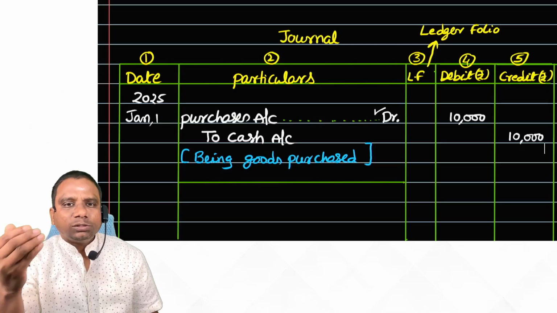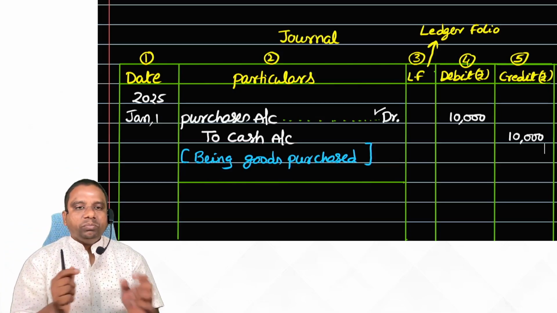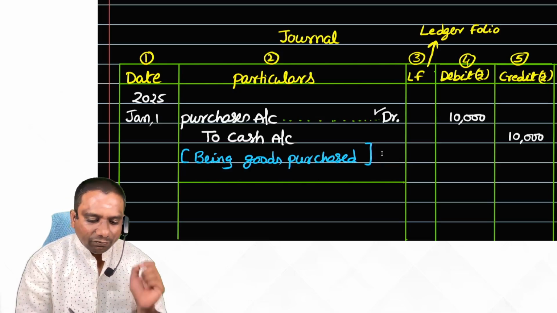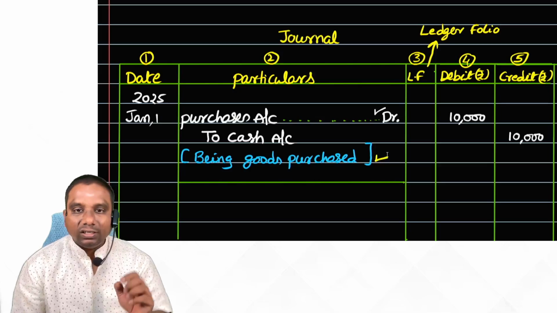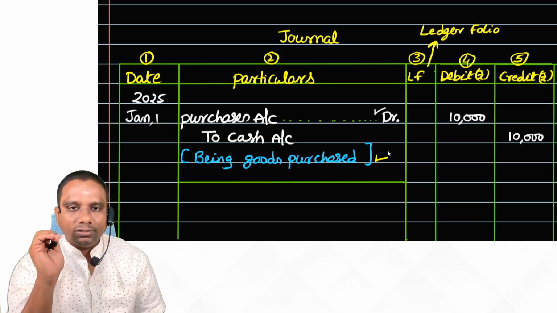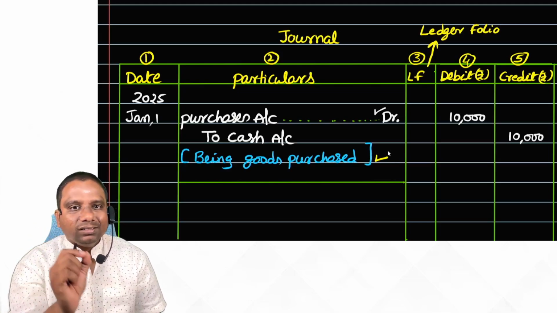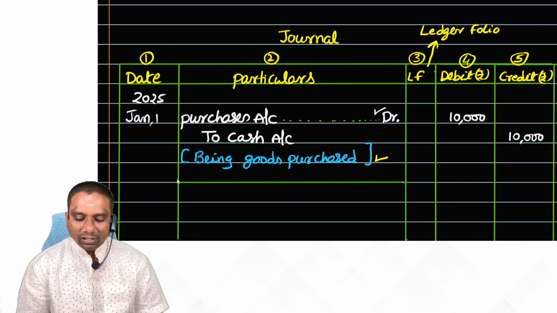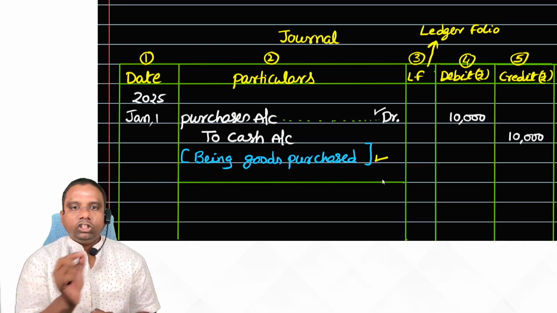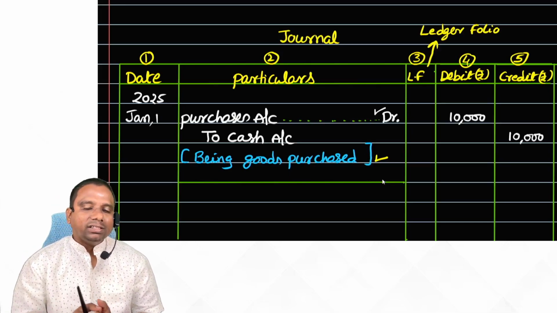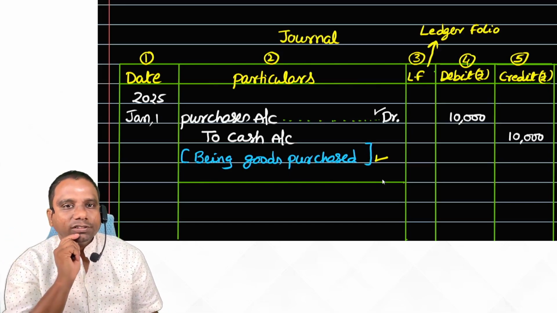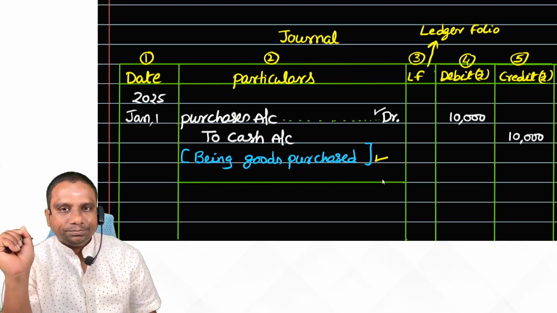Now, to explain this entry, we give a brief explanation that is called narration. A brief explanation about the entry is nothing but narration. After writing the narration, just draw a line within the particulars column. Why are we drawing this line? To differentiate between two entries. Is this clear, students? I hope you understood this.